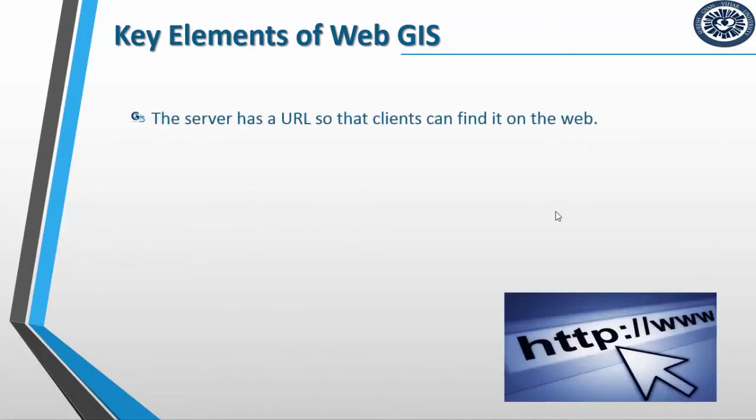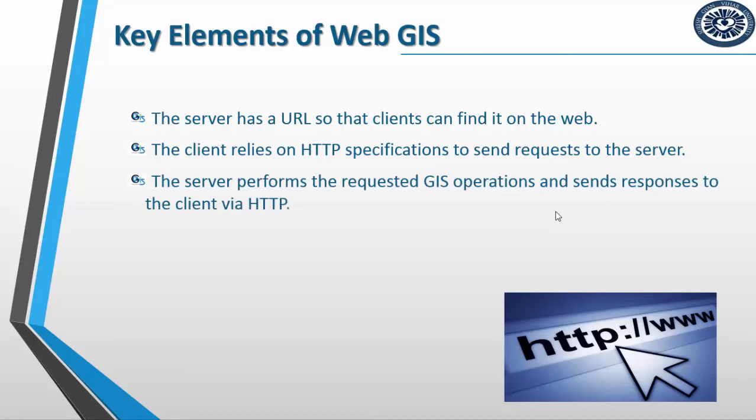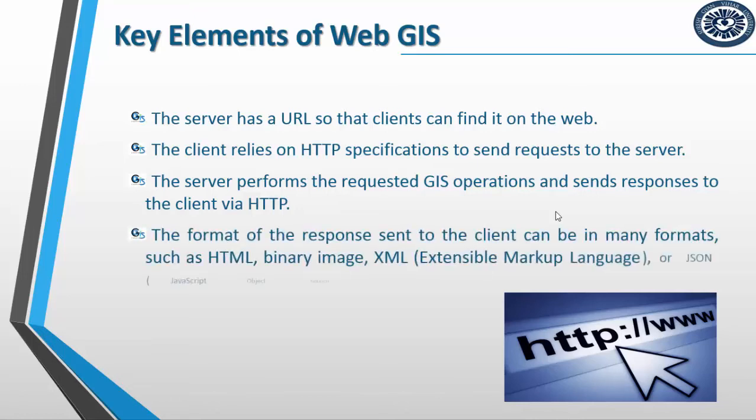The server has a URL so that clients can find it on the web. The client relies on the HTTP specifications to send requests to the server. The server performs the requested GIS operations and sends responses to the client via HTTP. The response sent to the client can be in many formats such as HTML, binary image, XML, which means extensible markup language, or JSON, which means JavaScript object notation.